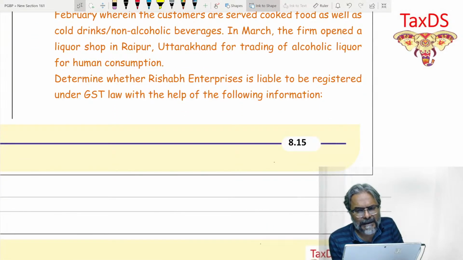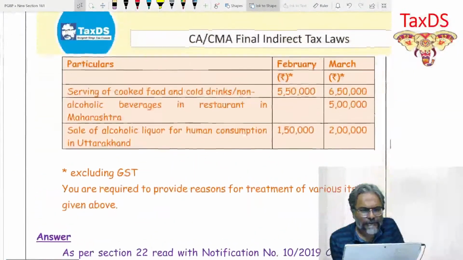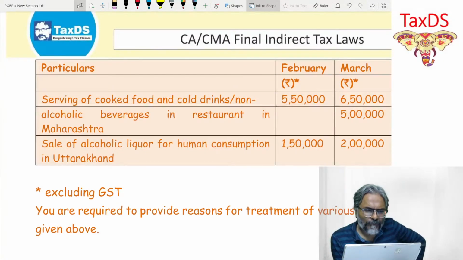Determine whether Rishabh Enterprise is liable to be registered under GST law with the help of the following information. Now, students, over here they are giving you the figures. You know the limit in this context. The serving of cooked food and cold drinks, non-alcoholic beverage in restaurant in Maharashtra. So that particular point is about what? 5,50,000 and 6,50,000.